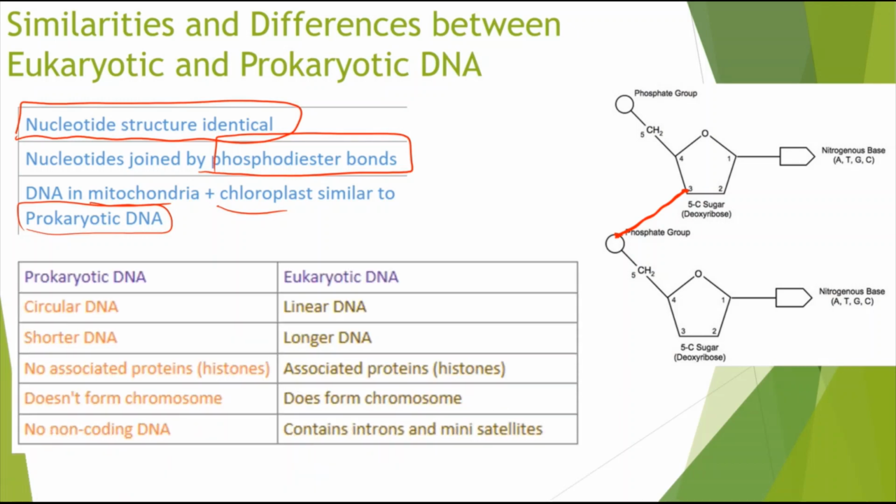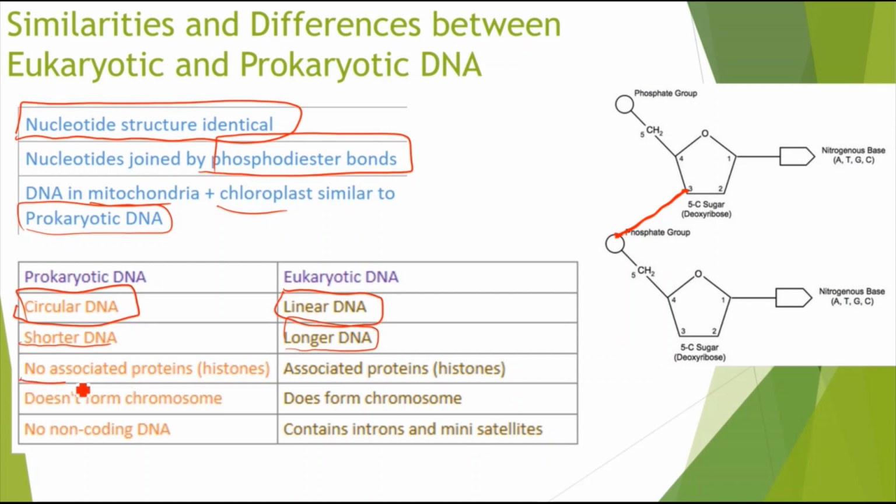Now the differences between the prokaryotic and eukaryotic DNA. Prokaryotic has, again, that circular DNA, which has no end to it, but eukaryotic has that linear DNA, which does have an end to it. The prokaryotic DNA is much shorter than the eukaryotic DNA. One of the reasons being that it does not have any non-coding regions.